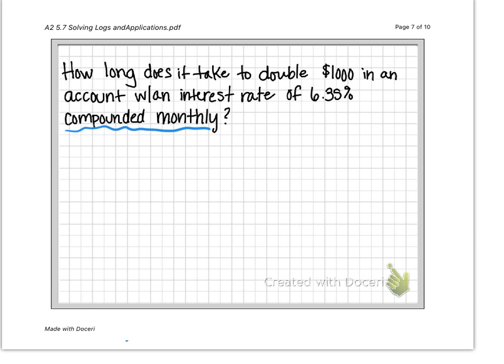Because it is compounded monthly rather than continuously, we're going to use the regular compound interest formula. A equals P times 1 plus r over n to the nt. So then let's go back to our words, and we're going to figure out what each of these things are. If you're going to double $1,000, that means you want to end up with $2,000. So A is 2,000. Our principal amount is 1,000.